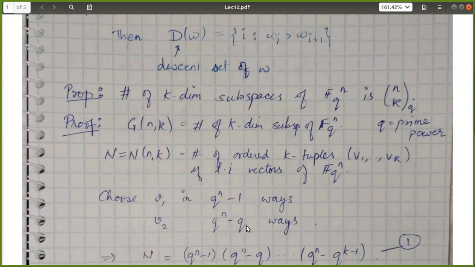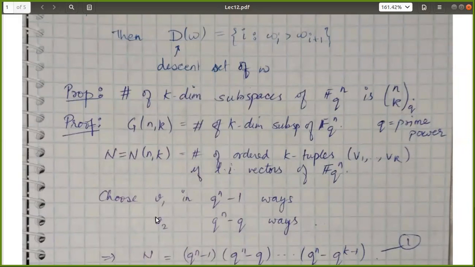So to choose V2, there are q raised to n minus q many ways. And then when you come to V3, it has to be chosen from this particular space in such a way that it should be independent of V1 as well as V2. So there are a total of 2 layers which you have to get rid of, which means V3 can be chosen in q raised to n minus q square many ways. So there are q square many elements which need to be removed from the set.